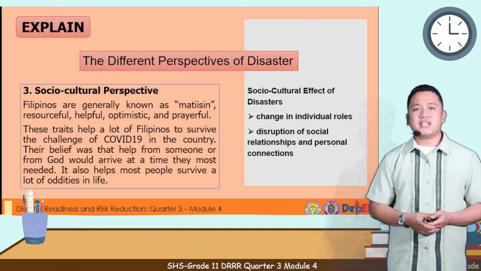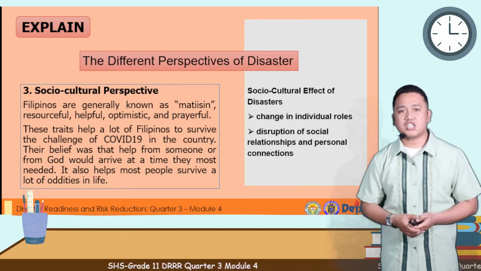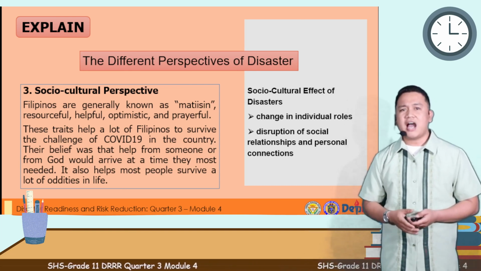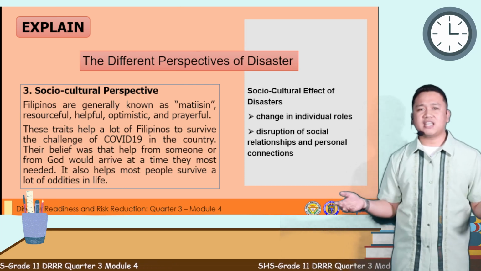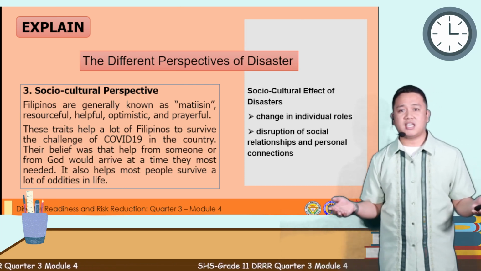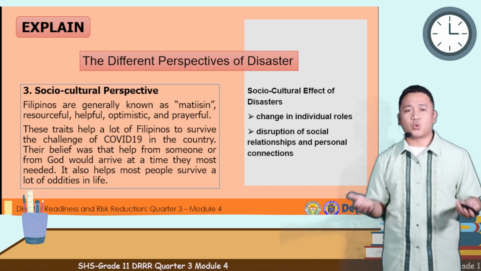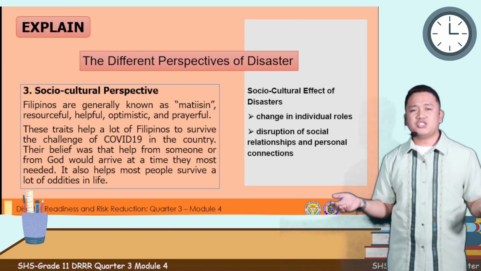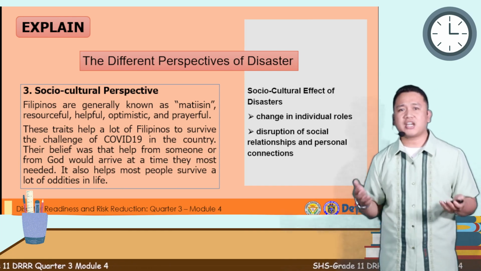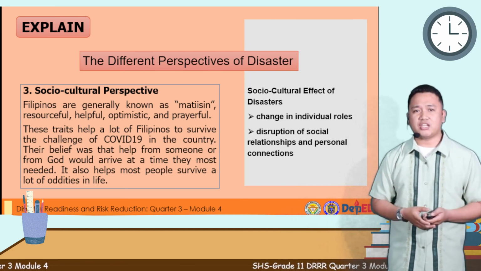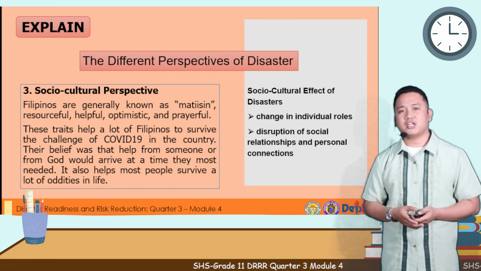The second one is the disruption of social relationship and personal connections. As we all know, in the COVID-19 pandemic that we are experiencing, we have wearing of face masks, we have social distancing, right? So this disaster can disrupt our social relationship and personal connections.